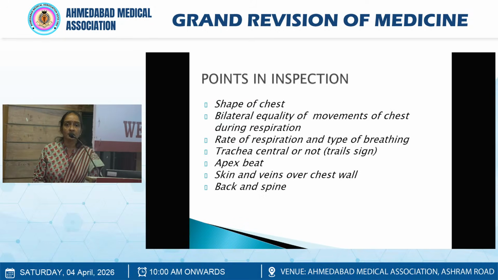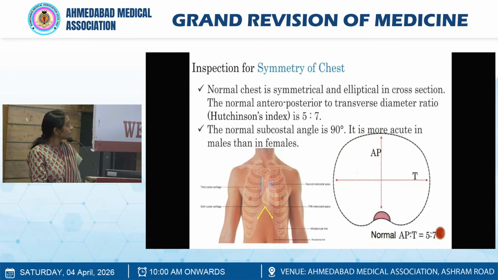In inspection: shape of the chest, whether bilateral movements are equal or not, rate of respiration and type of breathing, whether the trachea is central or not, that is the trail sign, and apex beat. These are checked in inspection, palpation and auscultation too. Also skin and veins over the chest wall for any abnormality, and back and spine. So inspect for the symmetry of the chest.